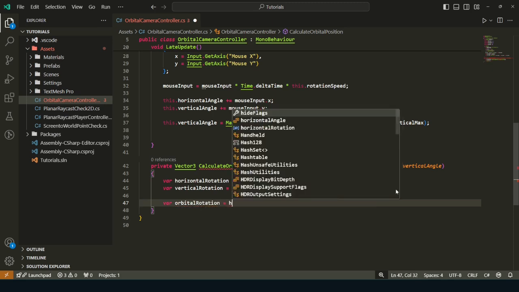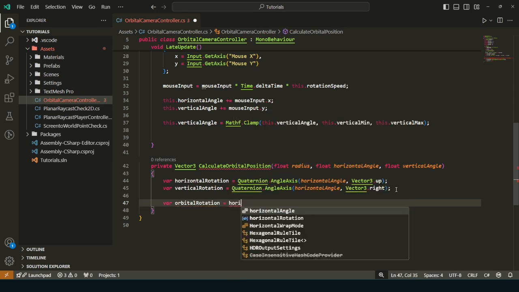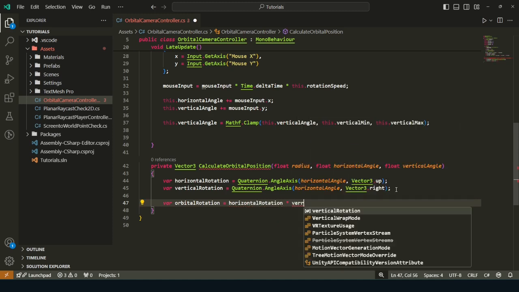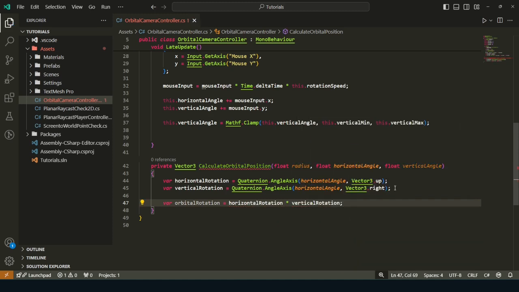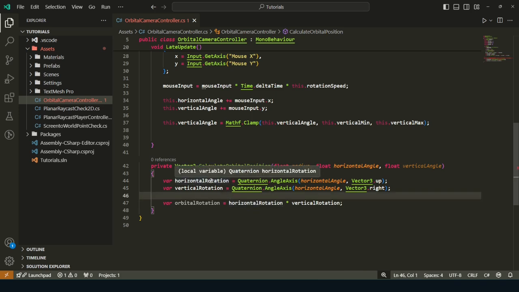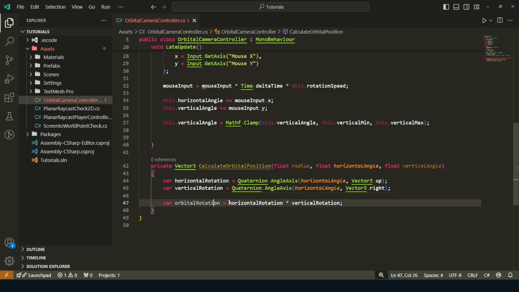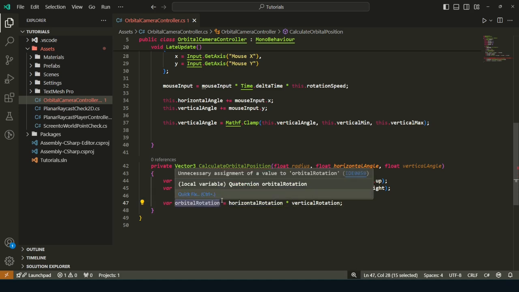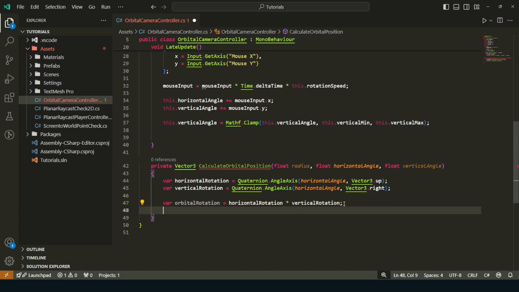And what we're going to do here is compound these. So horizontal rotation times vertical rotation. In Unity, note that these are both quaternions. In Unity, there's an operator for quaternions where they contextualize something else. And so in this case, the result is a combination of both of these rotations. And we're going to use that to get some sort of orbital direction, or orbital position in this case.